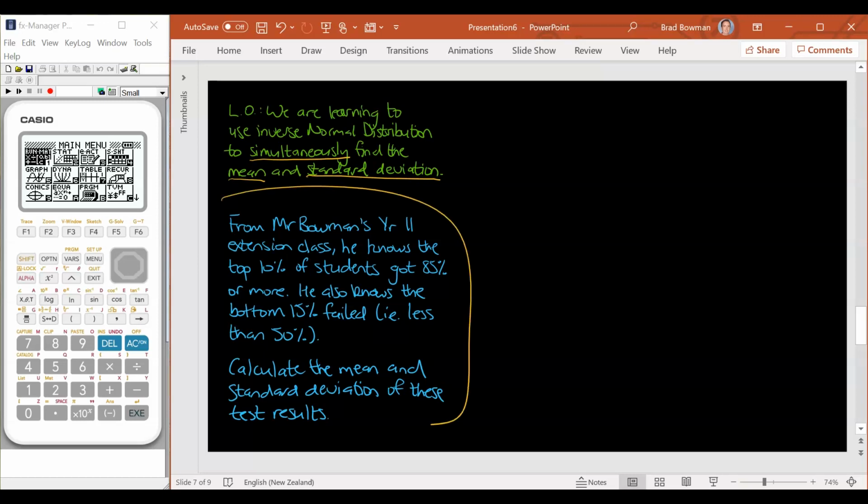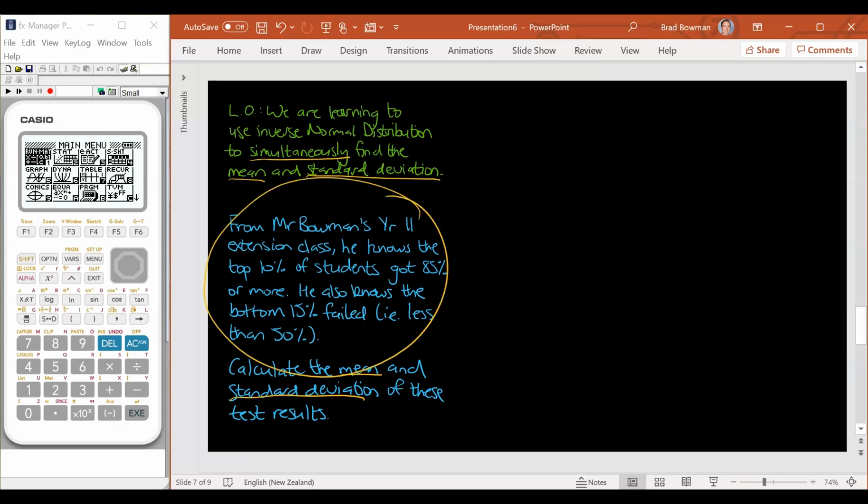The best way to get into this is a question, and I've already got a similar question in blue. Let's just jump in. We'll see how we go. From Mr. Bowman's Year 11 extension class, he knows the top 10% of students got 85% or more. This must have been in some kind of test. He also knows that the bottom 15% failed, i.e. they got less than 50%. Calculate the mean and the standard deviation of these test results.